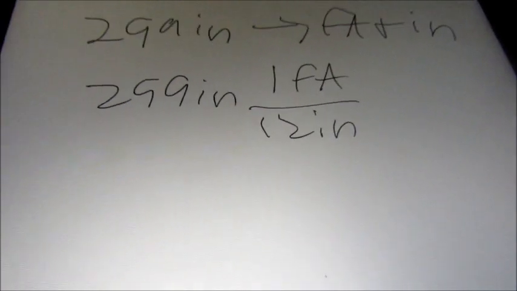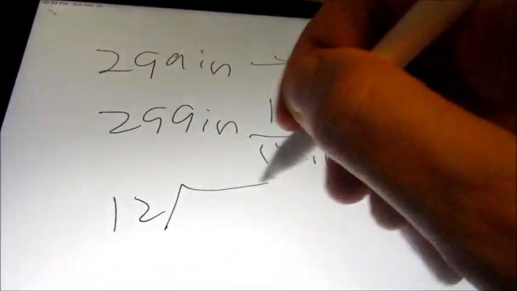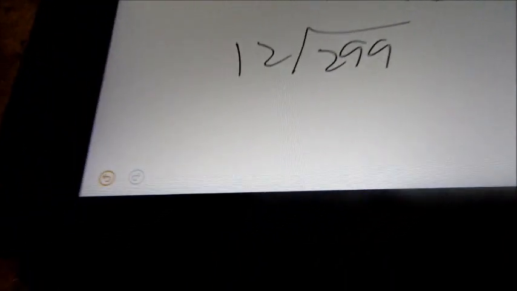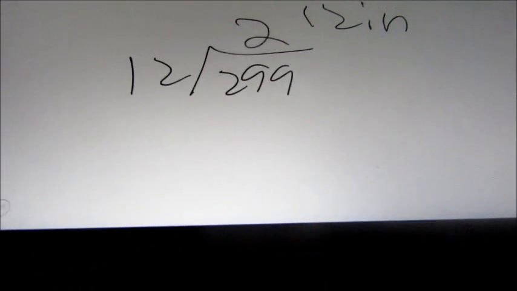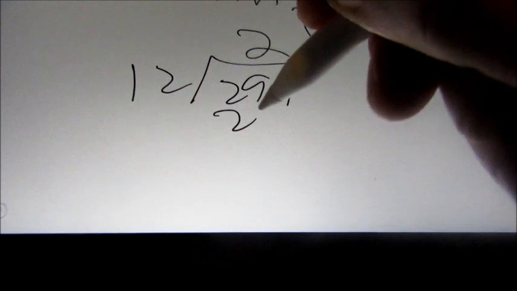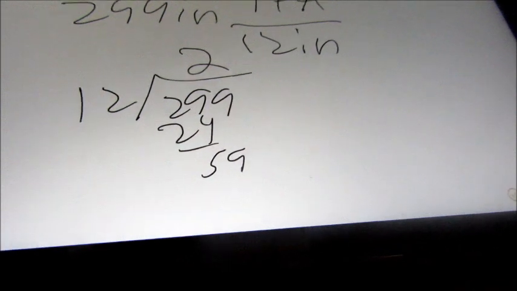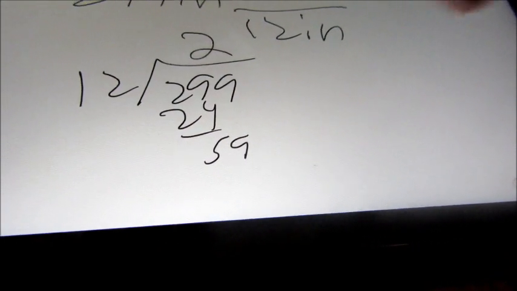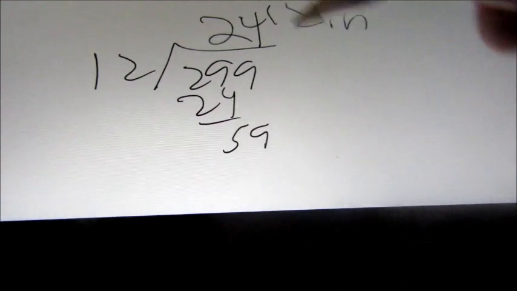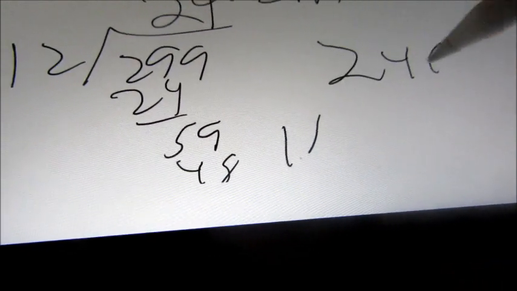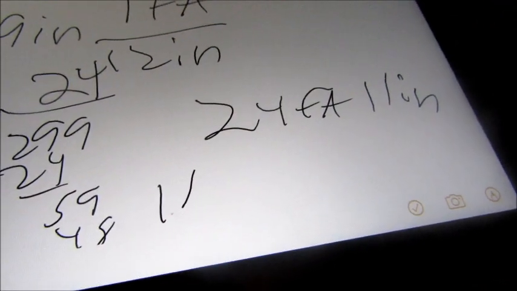Now here, you can't really use a calculator as much because you need to know what the remainder is. So I'm going to go 12 into 299. 12 will go into 29 2 times. 2 times 12 is 24. We have a 5 left over. 12 will go into 59 4 times. 4 times 12 is 48, and our remainder is 11. So our answer here is 24 feet 11 inches. Whatever our remainder is, that's what our inches is going to be.